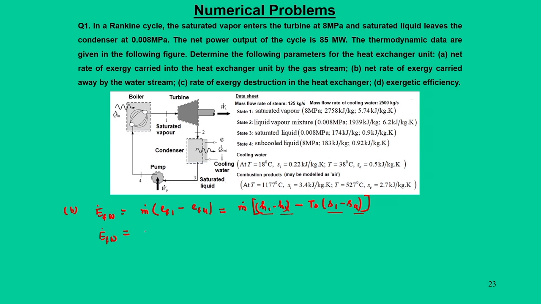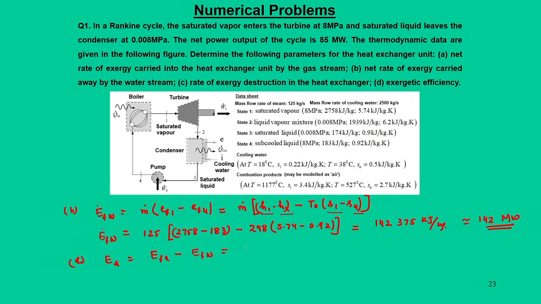So, the exergy carried away by the water stream will be 125 into (2758 minus 183 minus 298 into (s1 minus s4), that is 5.74 minus 0.92). So, this number is 142375 kilojoule per second. So, approximately only 142 megawatt of exergy is being taken away. Then from this we can find the exergy destruction, that is E F air minus E F water. So, the difference between these two is 77 megawatt.